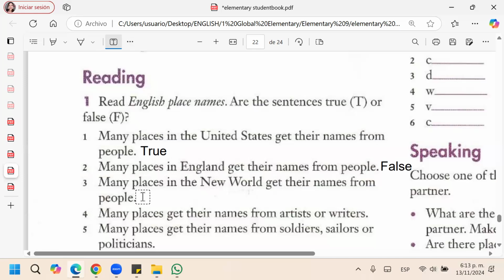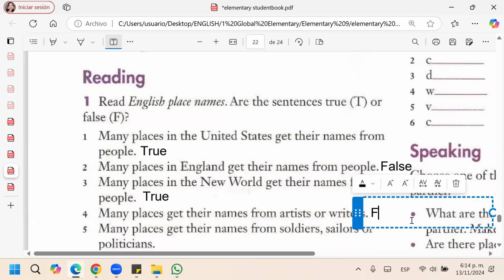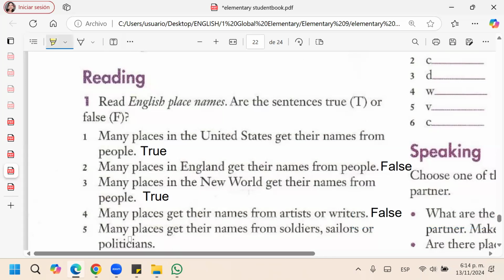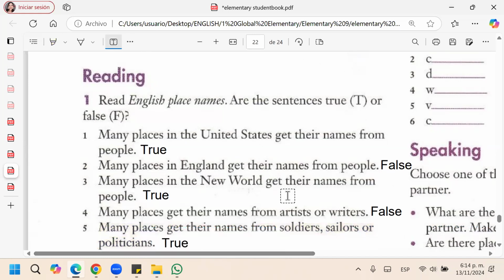Remember, many places in the New World get their names from soldiers, statesmen, explorers, sailors. Many places get their names from artists or writers? Oh, in the New World? No, they don't use names of artists, singers, writers. Many places get their names from soldiers, from sailors, from politicians. That's completely true. Let's go with this.